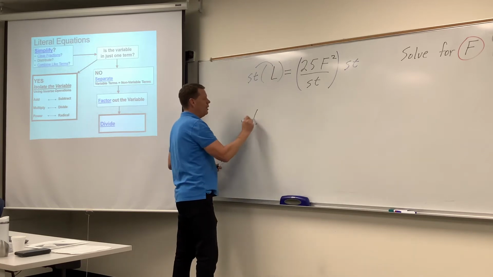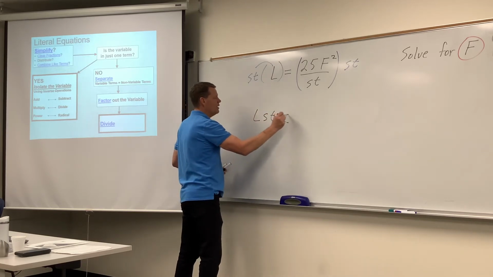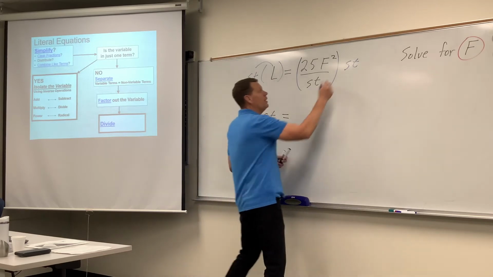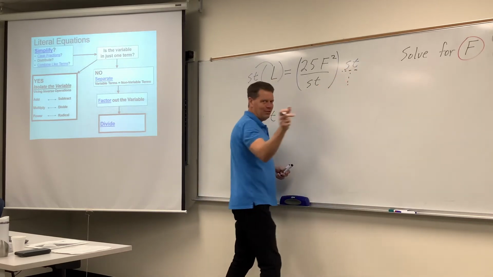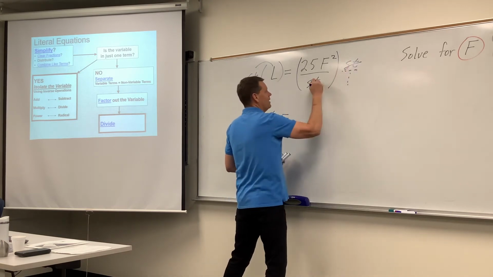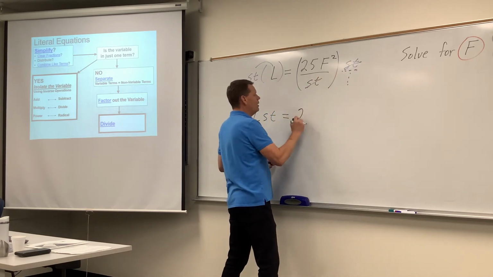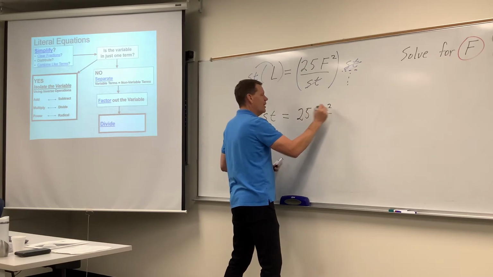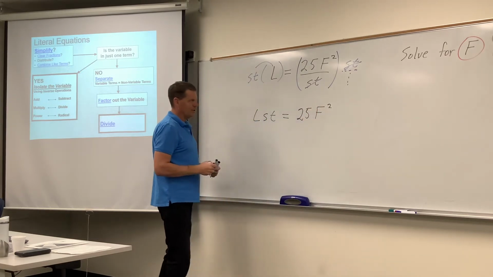Over here, we're just distributing. Alphabetical order, L, S, T equals, all right. Over here, over 1. You knew I was going to say that. You said it with me. I heard you. But that st would cancel that st and just leave the numerator 25f squared. So that's what's meant by clearing fractions.